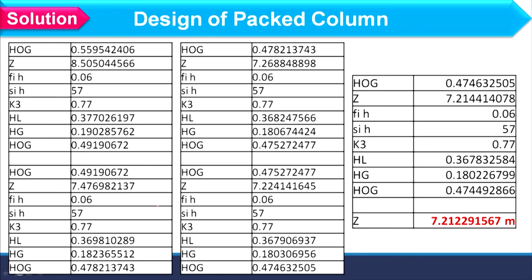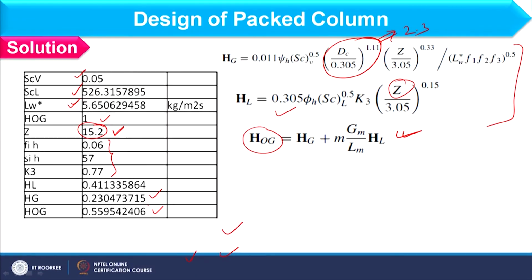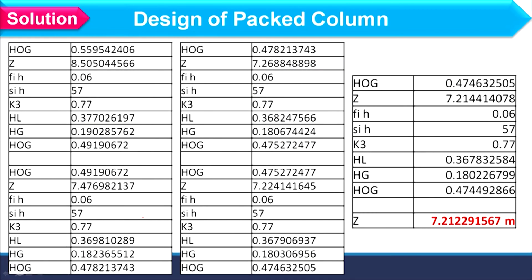0.5595, right. So you see, initially I assumed HOG as 1, and now I have obtained just half the value of that, so that will not be acceptable. Considering this HOG, we can find out Z by multiplying this with 15.2 NOG, and the phi, psi and K3 values will be the same. Further we can find HOG, and I can find the revised value of HOG as 0.49. Still it differs from the previous value.